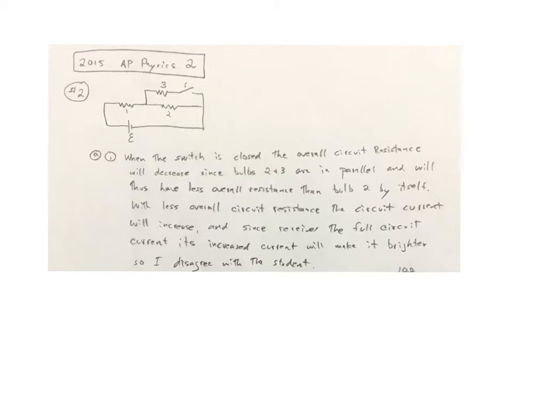So after you close the switch, bulb 1 will get brighter because power and brightness are directly proportional, and when you get more current in bulb 1, it will get brighter, not dimmer. So I disagree with the student.